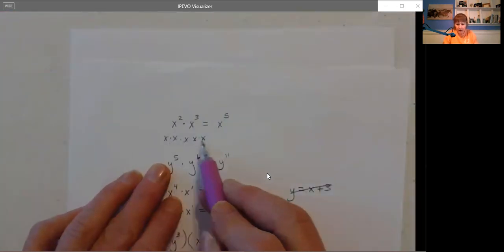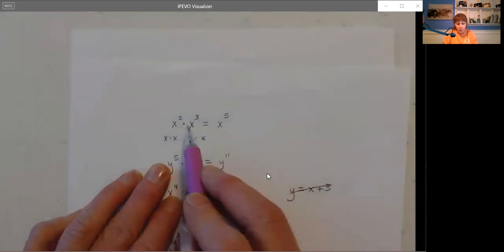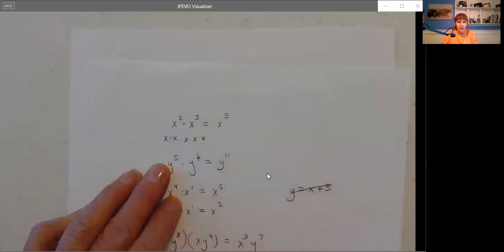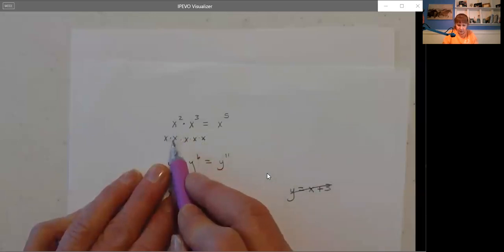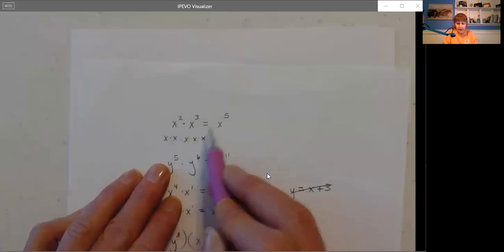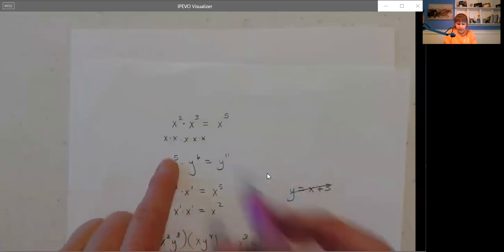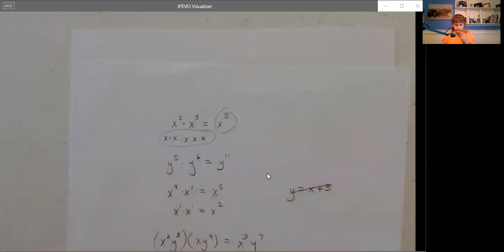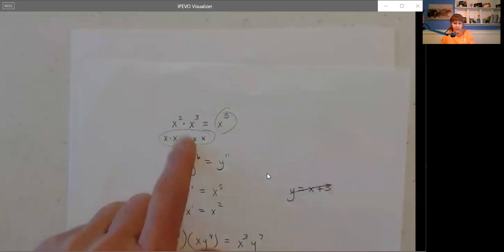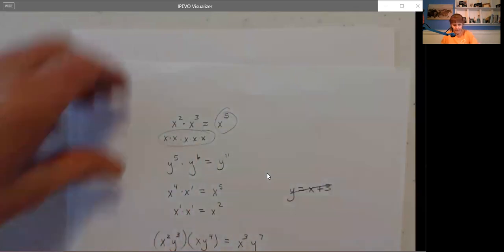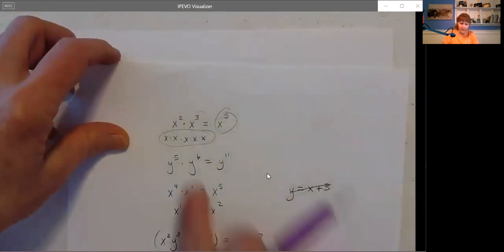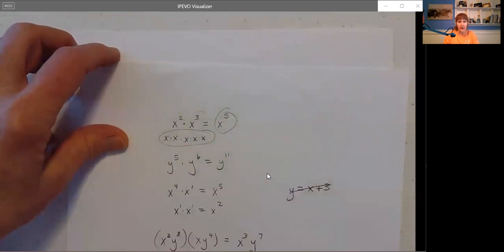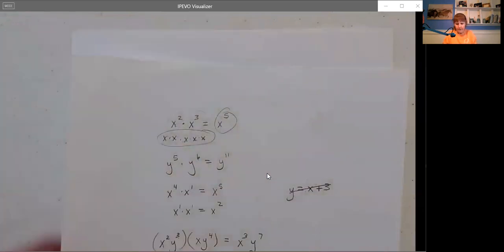Sure, you could write them all out and then count them, or just realize, oh, I just add the exponents and I'll get the same answer. If I have 2 of them and 3 of them, I've got 1, 2, 3, 4, 5, X to the fifth. Okay, this means the same as this, which means the same as that. Rather than write it out, obviously, we just add exponents to get a total number of x's. How many total x's are you multiplying by?